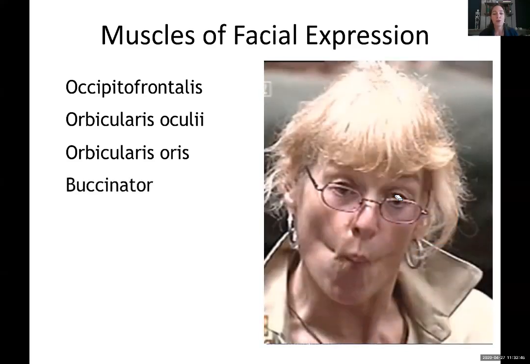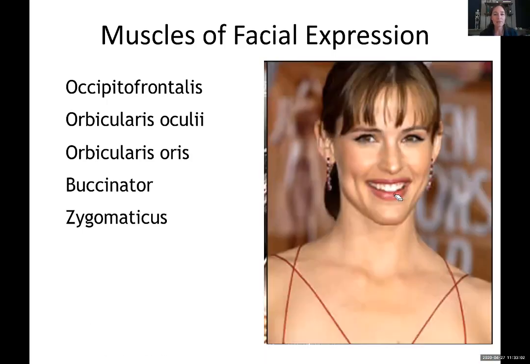Then we have buccinator. I had a really hard time finding a picture for this one. So this one, she's actually kind of biting her teeth, her cheeks. But buccinator is lining the inside of our cheeks. So it helps hold in and hollow out our cheeks. Then we have zygomaticus. So I forget, Jennifer Garner, she always has a pretty smile. So that is actually connecting from your zygomatic bone to the corner here, and it's our smile muscle.